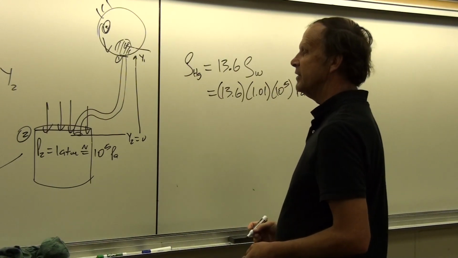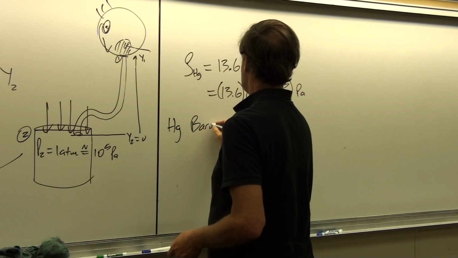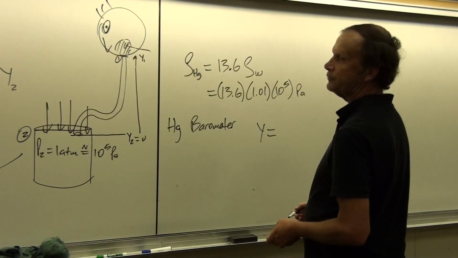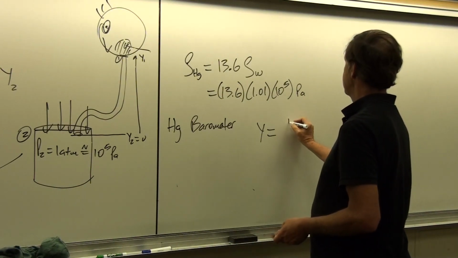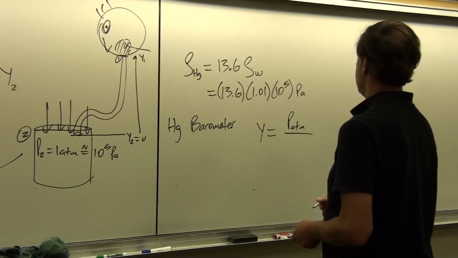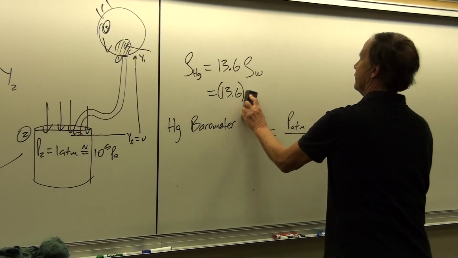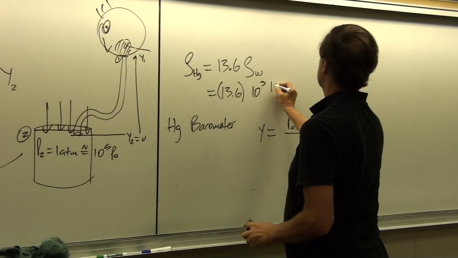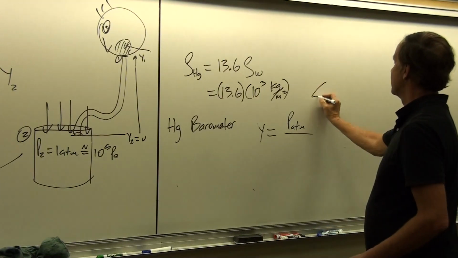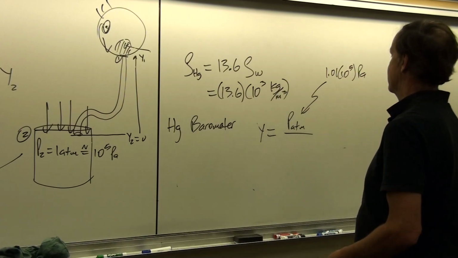So if that's the density of mercury, then we can go back and for a mercury barometer, the height of the mercury barometer is going to be P atmosphere, whatever that is, divided by the density of mercury. I'm sorry, this should have been 10 to the 3 kilograms per meter cubed. Okay. And then P atmosphere is our 1.01 times 10 to the 5 pascals. Okay, so now we've got it fixed.